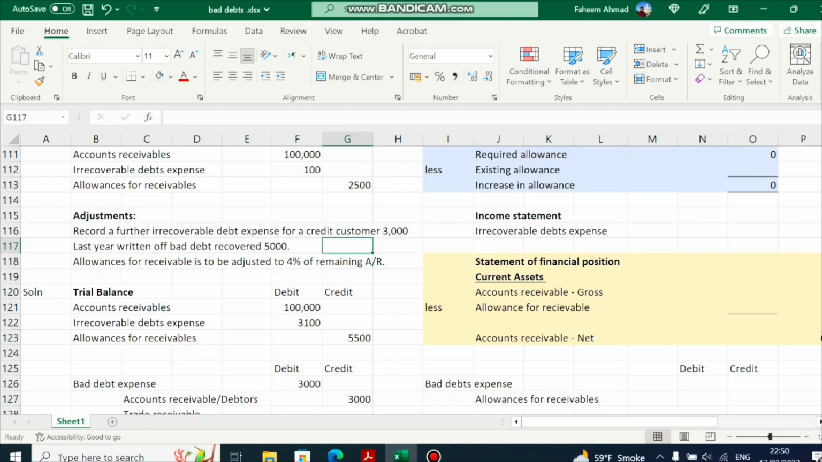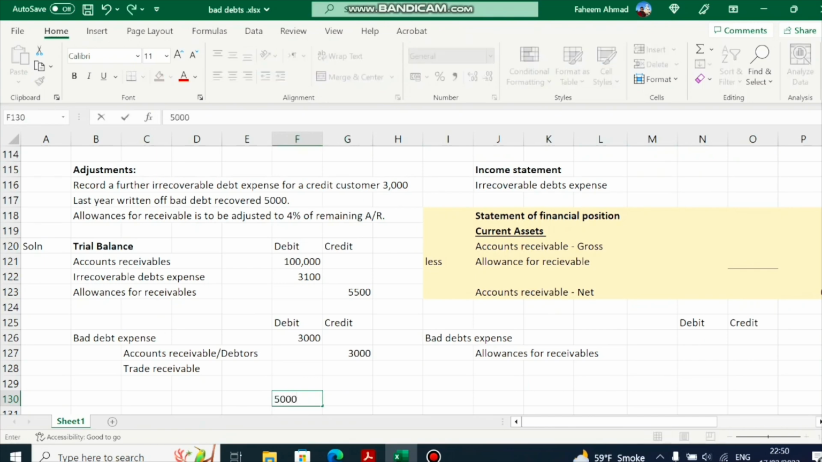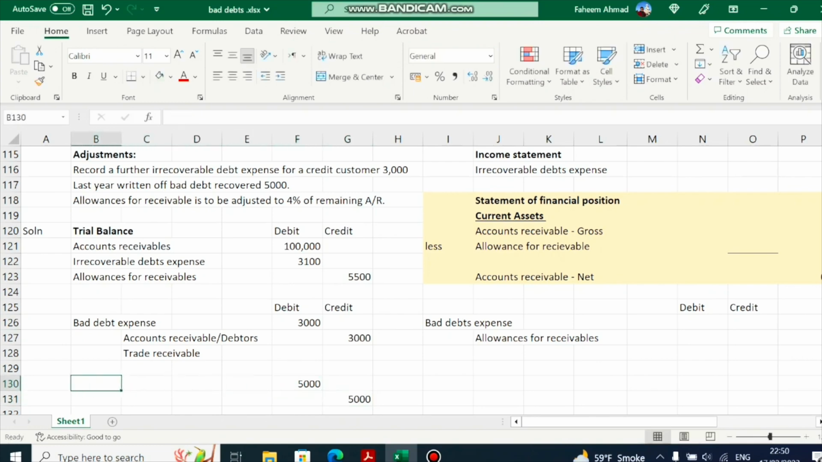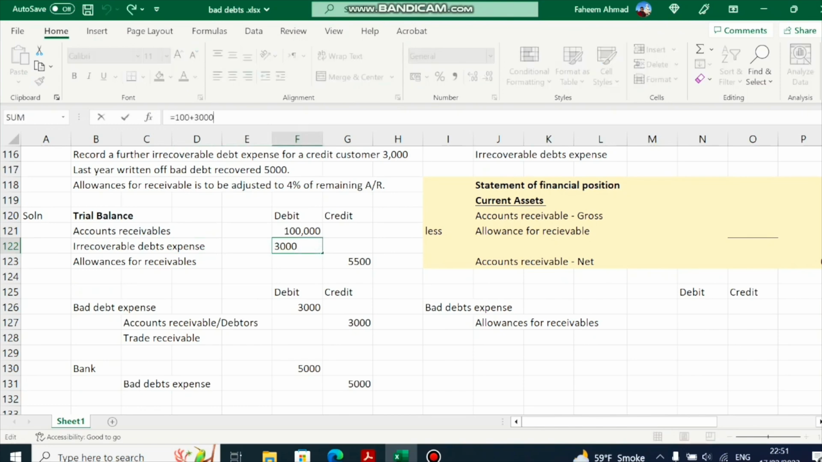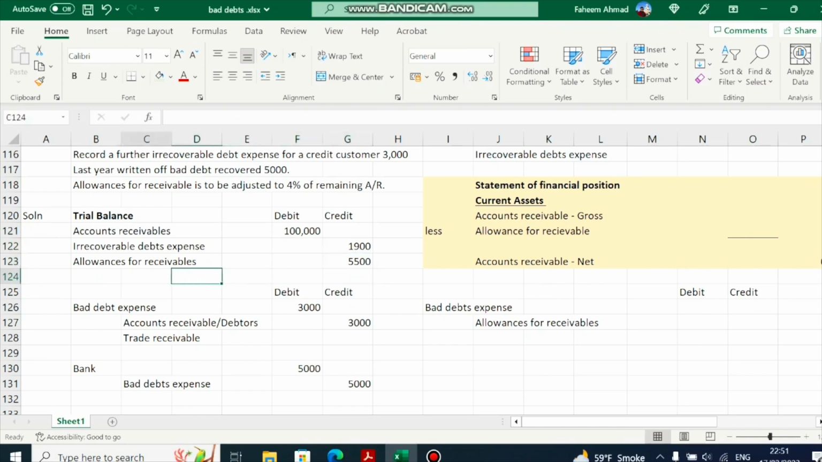In second adjustment, last year return of bad debt recovered 5,000. So what I'm going to do, 5,000 debit, 5,000 credit. I will debit bank, I will credit bad debts expense. So once again, I'm going to adjust my irrecoverable debt expense or bad debt expense balance minus 5,000. So you can see the balance has gone in negative. We don't write negative balance, we will write 1900 credit balance. And bank debit, okay, I will debit bank account. So bank account 5,000.